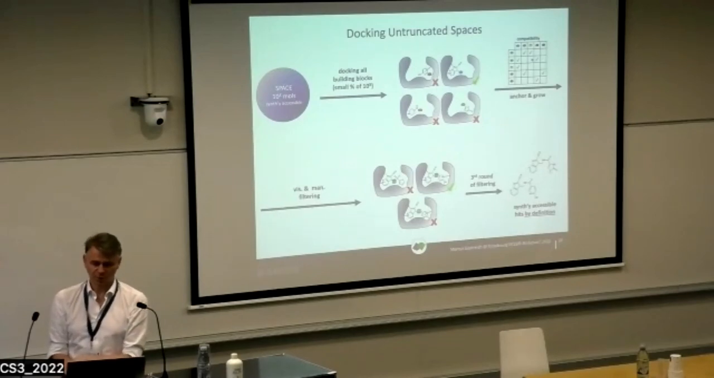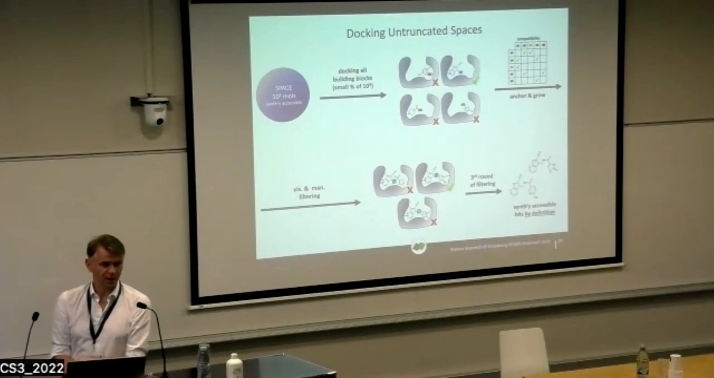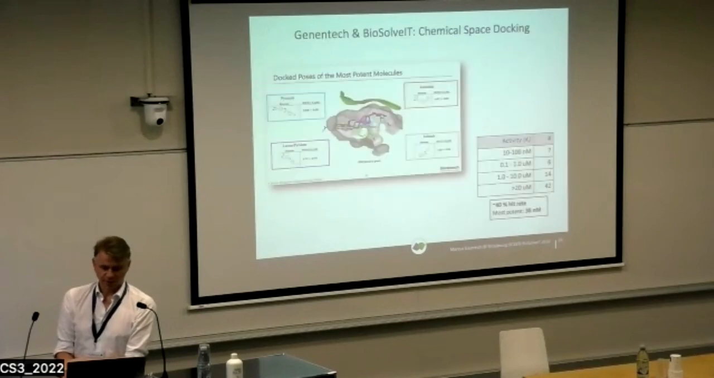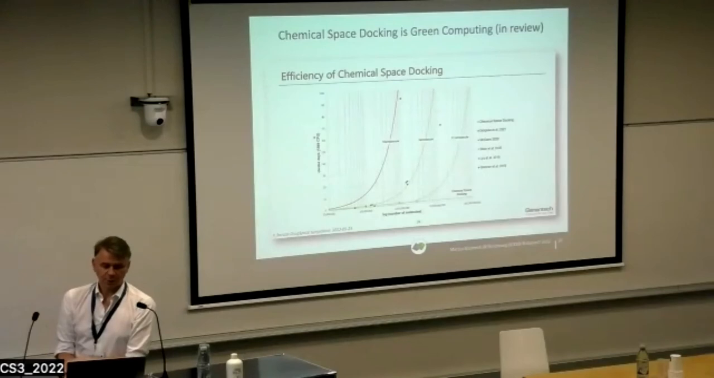We use the same trick, compatibility matrix. And if we pour in the synthetically accessible chemical space, such as the Galaxy space, or some call it Galaxy by now because it alludes to WuXi, or Enamine REAL space, etc., then you arrive at purchasable molecules. This is what Genentech and us did in a joint collaboration. And they were totally thrilled because what they got out there was, again, highly active molecules that occupied not only one part of the pocket, but that really covered the pocket, as you would expect from a proper docking. So chemical space docking, as we call this, that is green computing. It's currently in review, this paper with Genentech, but take a look.